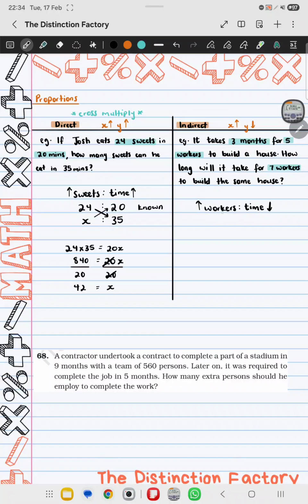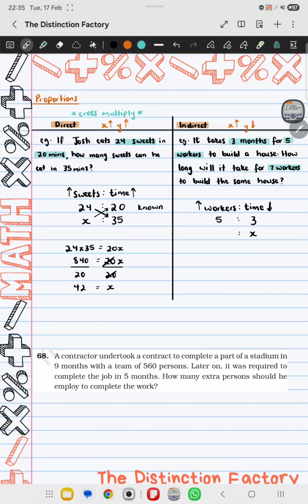So our known ratio in this case is that we know for sure that it takes 5 workers to build a house within 3 months. So this is our known ratio. Our unknown ratio says how long will it take. So they don't know the time. So let's put an X underneath our time.